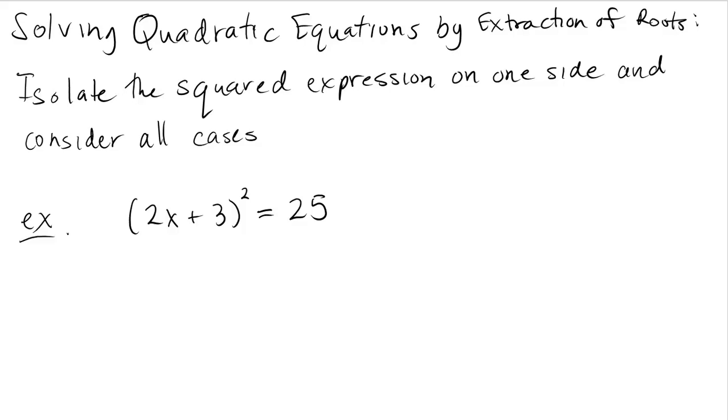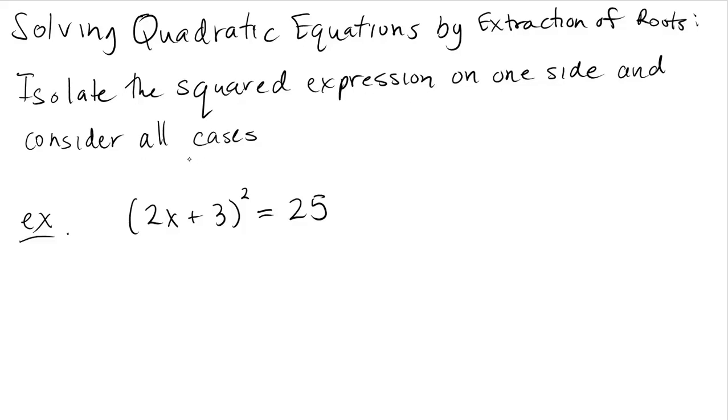The example I have on the screen is a prime example for solving by extraction of roots because we already have a squared expression isolated on one side with no copies of the variable on the other side. This is why I would try extraction of roots here. The alternative would be to multiply this out by using the FOIL process, then subtract the 25 over and refactor. And that's not wrong, but it's a lot of unnecessary work because we can solve this one by extraction of roots.